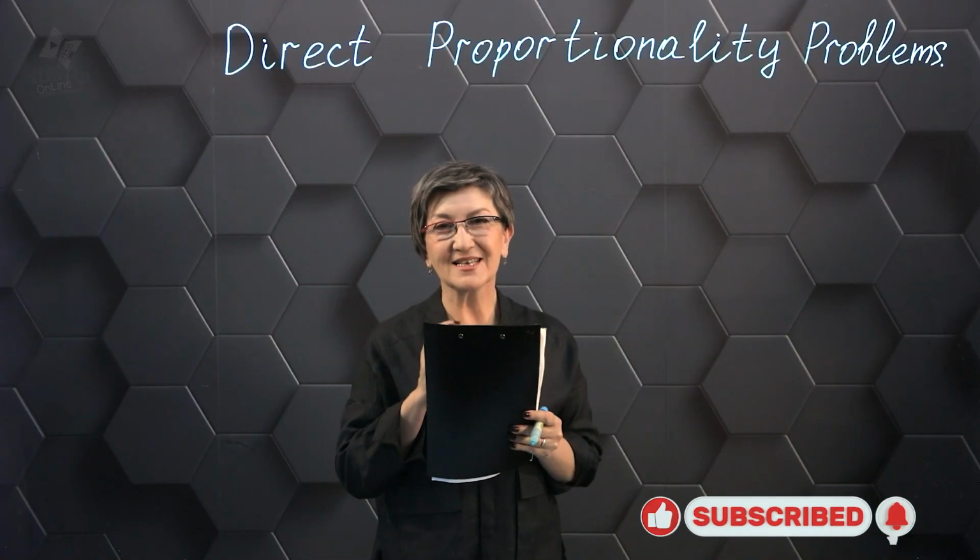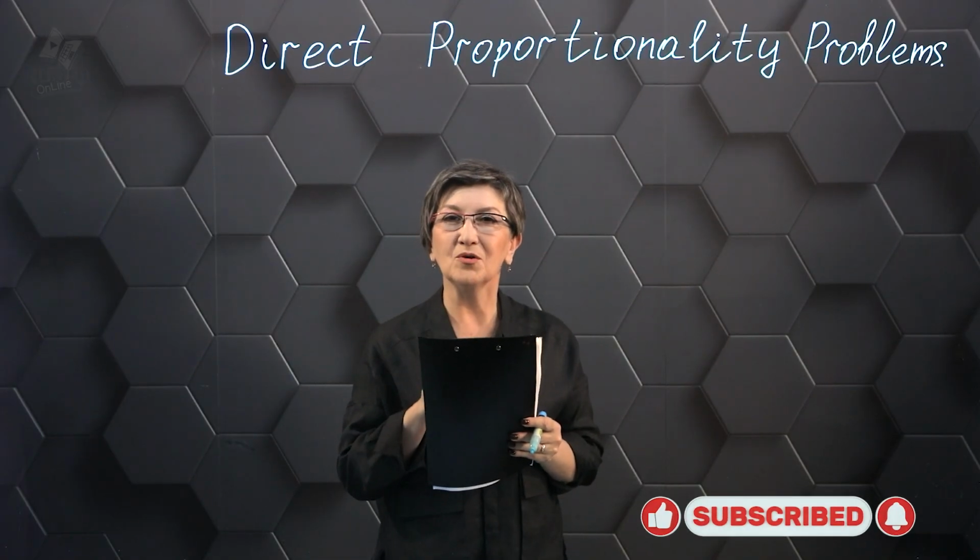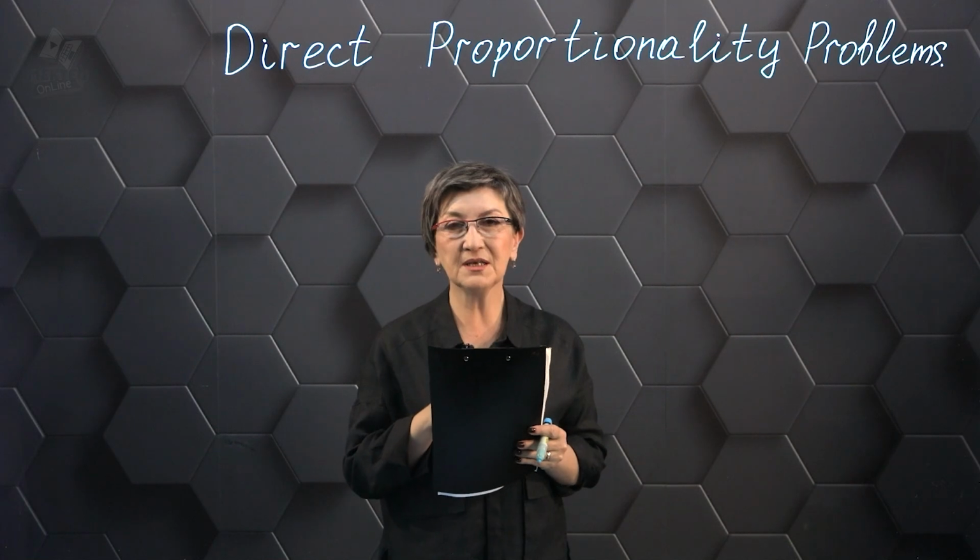Conditions of the problem. A silver bar with a volume of 70 cubic centimeters weighs 770 grams. What is the mass of the silver bar if its volume is 25 cubic centimeters?